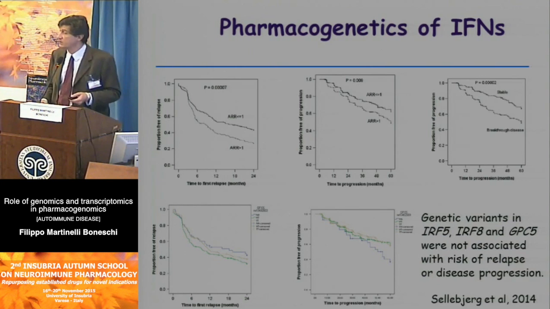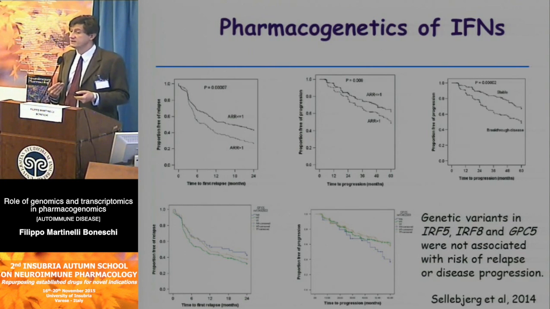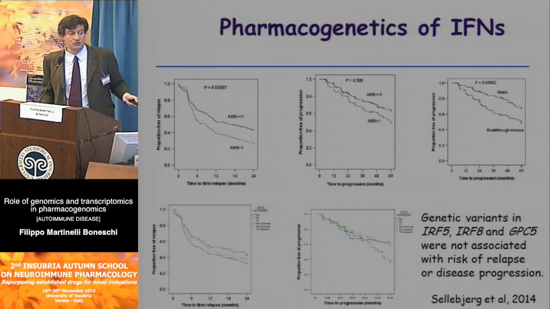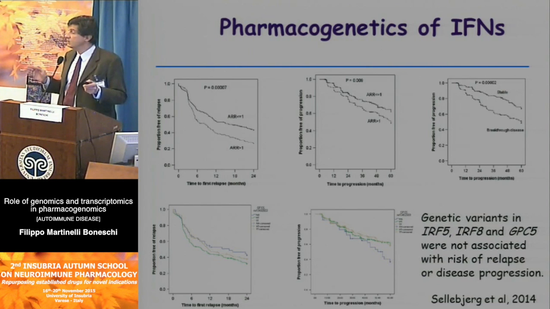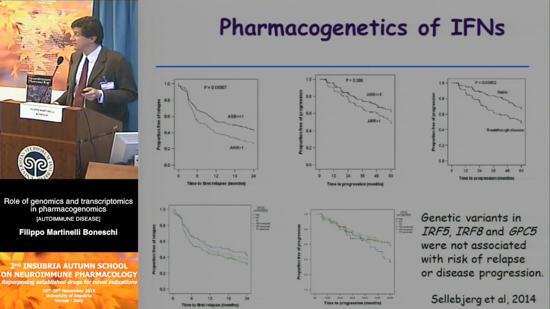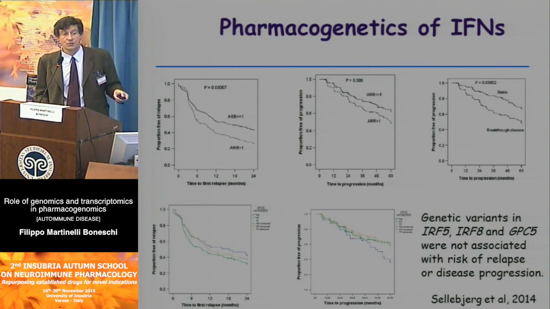So to check whether there was a different efficacy of a drug, which was measured using another outcome measure, which is time to first relapse, in individuals carrying different allelic variants at the level of this gene. Once again, using a candidate gene approach. And the results were not significant.